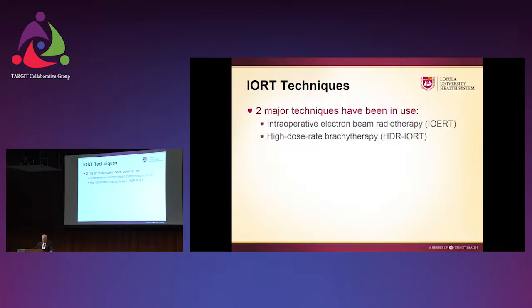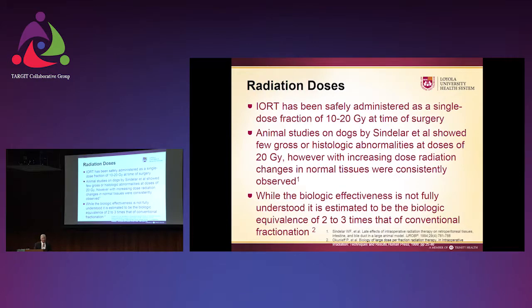There are really 2 major uses of IORT in the abdomen and pelvis: intraoperative electron beam, IOERT, done either by a linear accelerator or a machine like a Mobetron, or high-dose rate brachytherapy. Those are the 2 main ways people have done intraoperative radiation. I did a couple of low-dose rate intraoperative radiations in the past, but the catheters always got messed around and it wasn't very good. IORT has a long history of being used and can be safely given in doses of about 10 to 20 gray at the time of surgery.